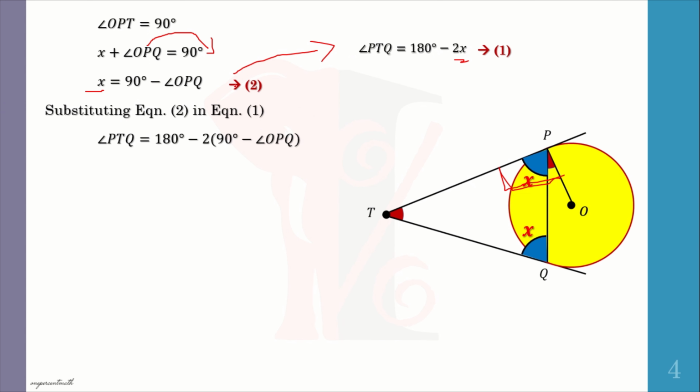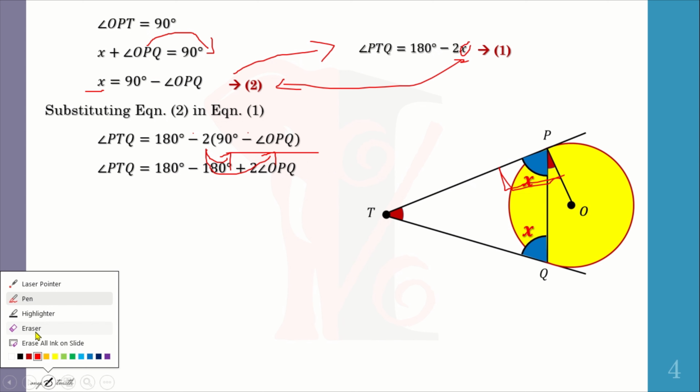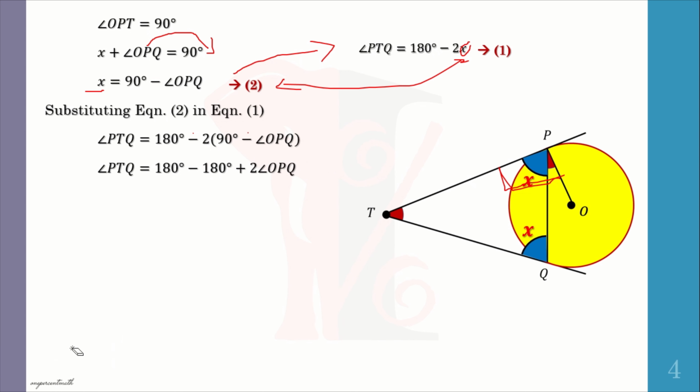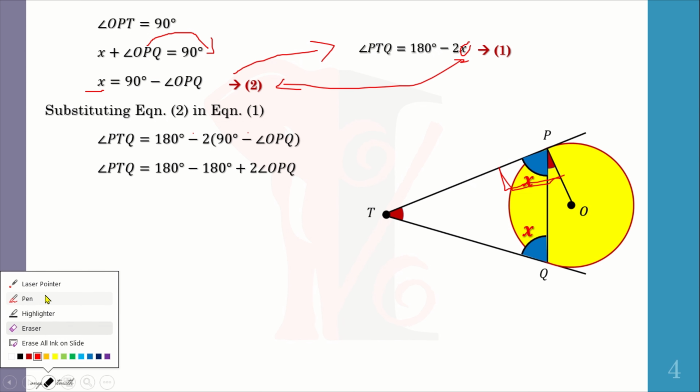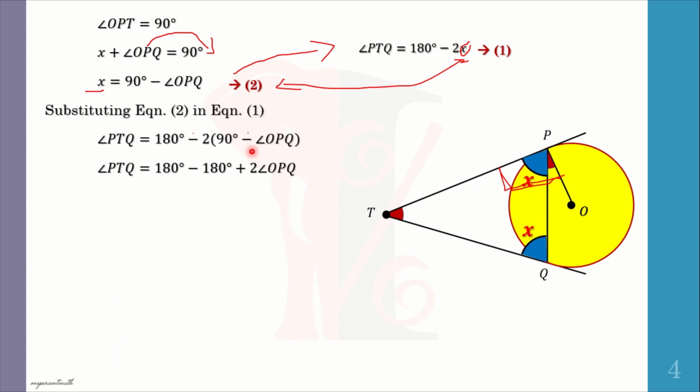So when you do that, what happens? In place of x, I'm going to put what? See here, 90 minus OPQ. In place of x I have written 90 minus OPQ, right? So now we are going to open the bracket. That means we are going to multiply 2 into 90 and 2 into angle OPQ. The main thing is the negative sign. So when you multiply, that negative sign becomes a positive sign. You can notice this, right? When you multiply minus 2 into minus OPQ, it becomes plus 2 angle OPQ.